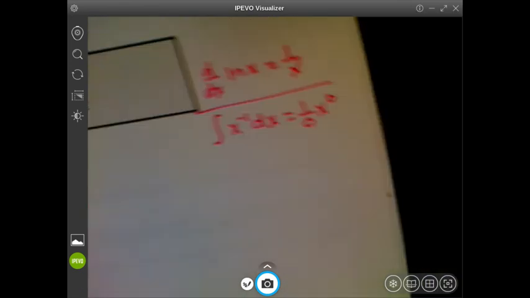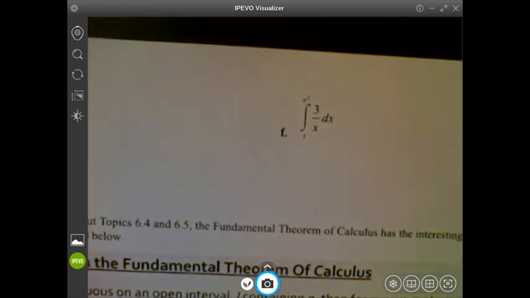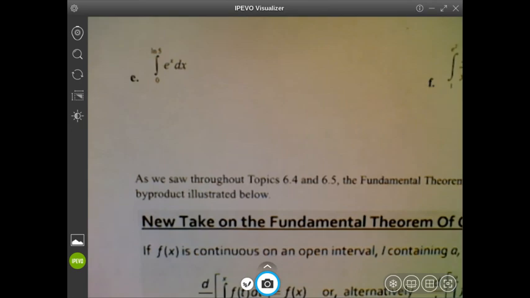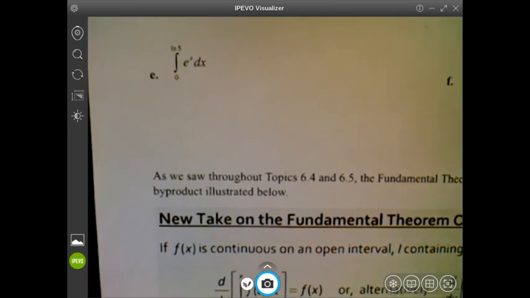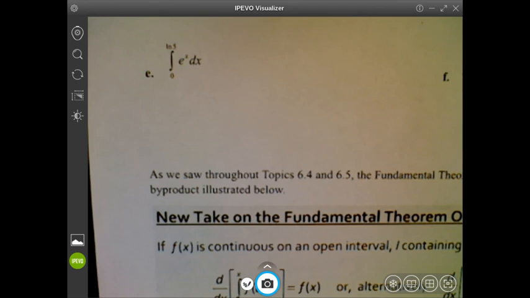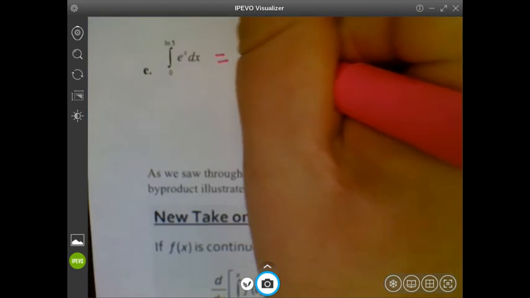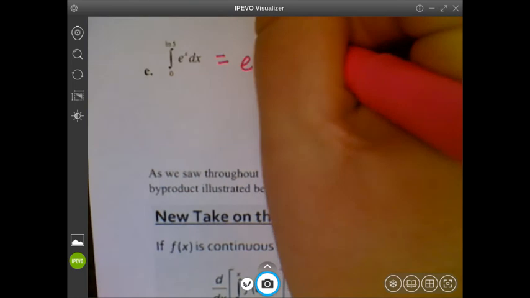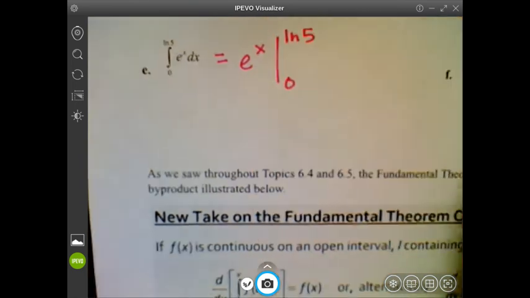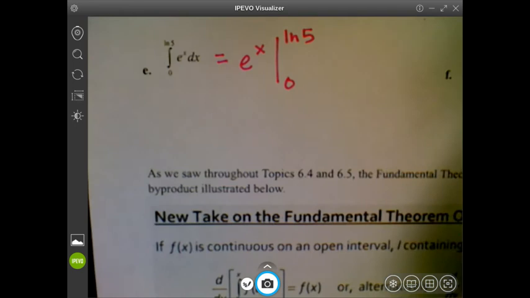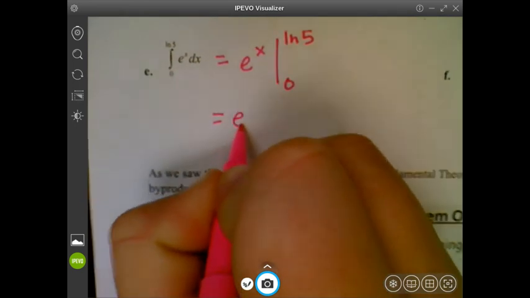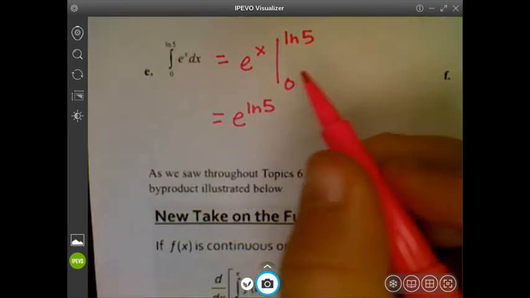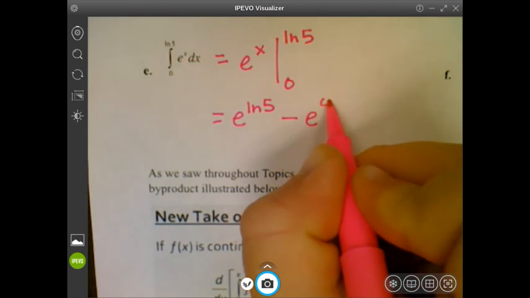All right, on to a few more examples. Last page of notes. Woohoo! All right, so we have the integral from 0 to the ln of 5 of e to the x dx. So the integral of e to the x is just e to the x. Remember, you don't have to worry about the plus c because this is a definite integral, and it's evaluated from 0 to the ln of 5. So we're going to plug in the ln of 5, plug in 0. So this is e to the ln of 5, and then it'll be minus e to the 0.